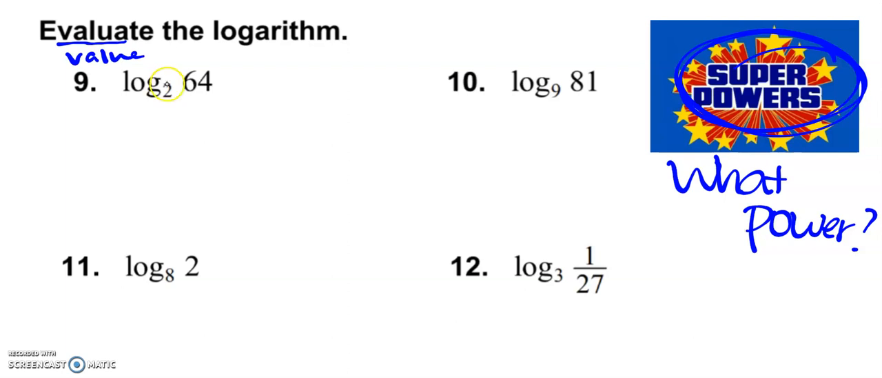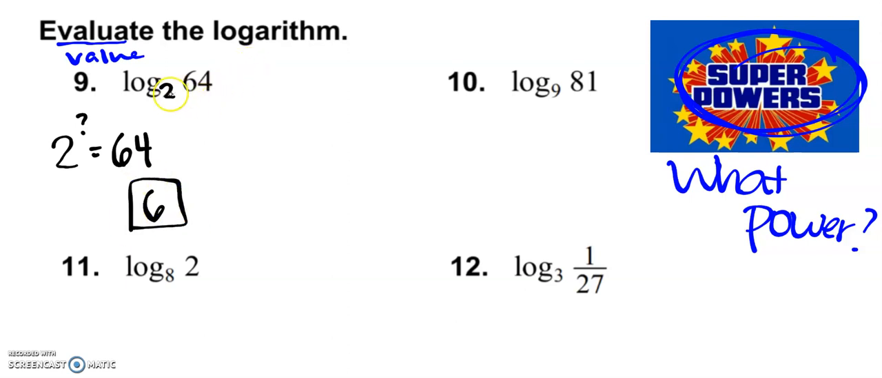And so this is saying 2 to what power is equal to 64. Now, if you have your power book from our last unit, you can use that. 2 to what power is 64? That's going to be 2 to the 6th power. So log base 2 of 64 is 6.